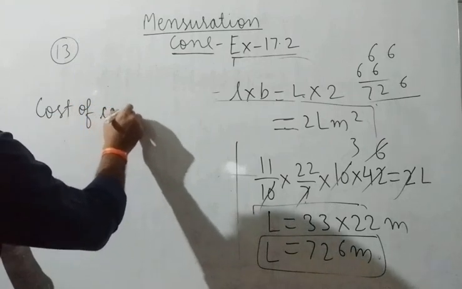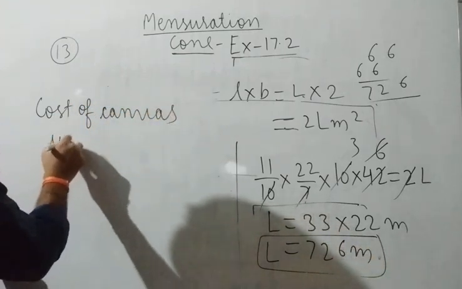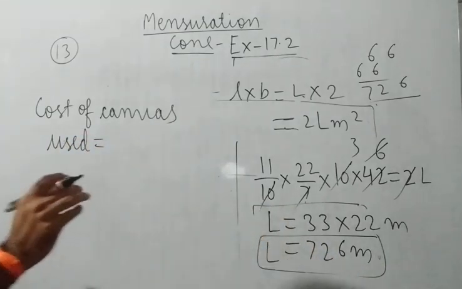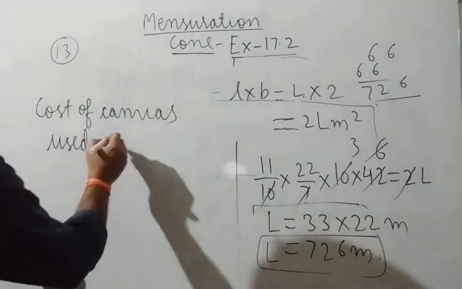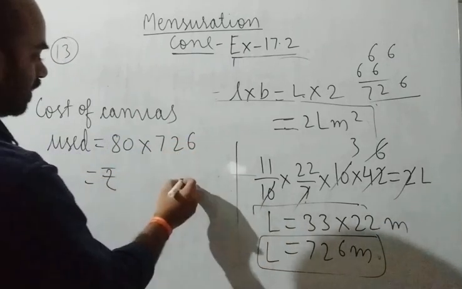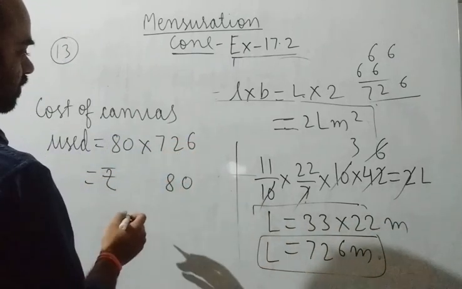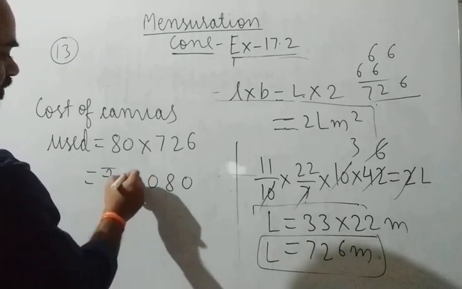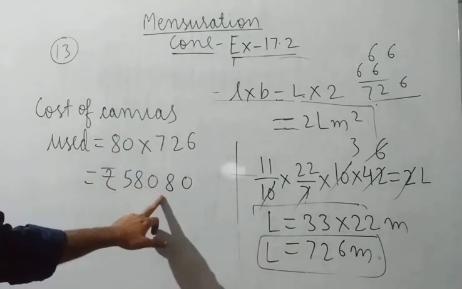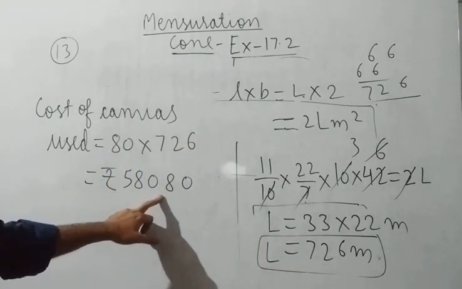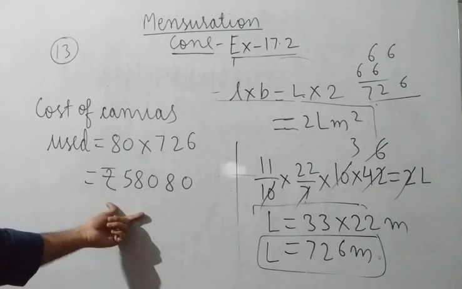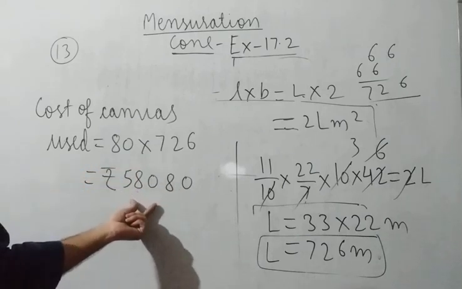So what is the cost of canvas used? Cost of canvas used will be equal to rupees 80 per meter. Correct? It means for 1 meter it is rupees 80. So therefore 80 into total length, that is 726. Correct. Say it. So this is the cost of canvas used: 80 into 726, rupees 5808.